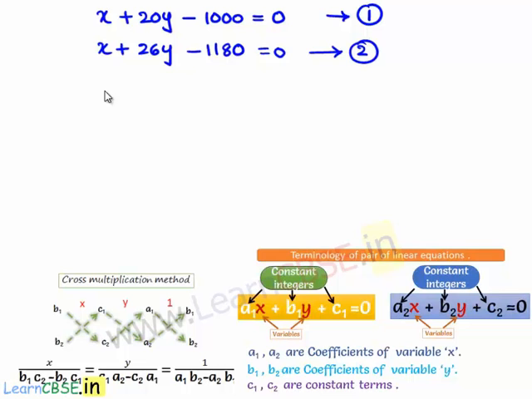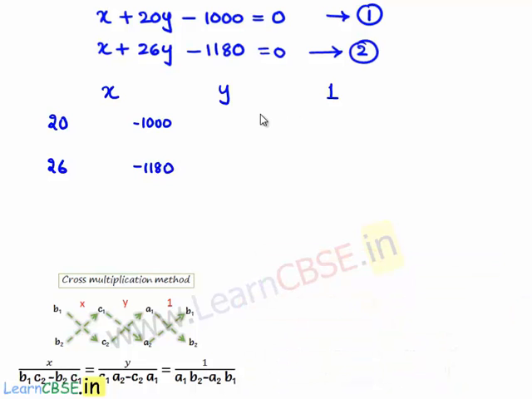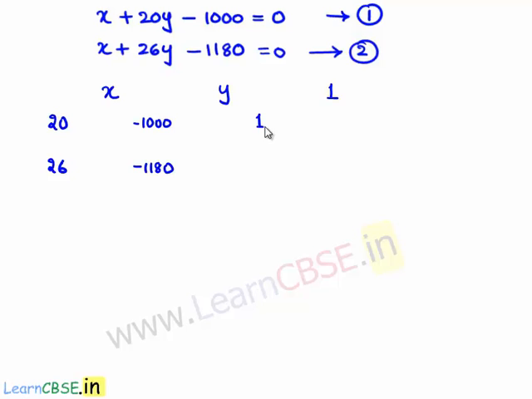For cross multiplication method, we need to draw the following diagram. First write x, y and 1 as shown here. Next, write the coefficients of y, that is 20 and 26. Next, the constant terms which are minus 1000 and minus 1180. Next, the coefficients of x, that is 1 and 1. Next, the coefficients of y, 20 and 26.